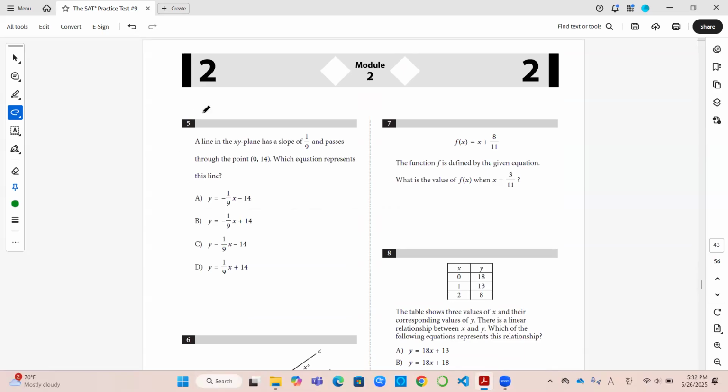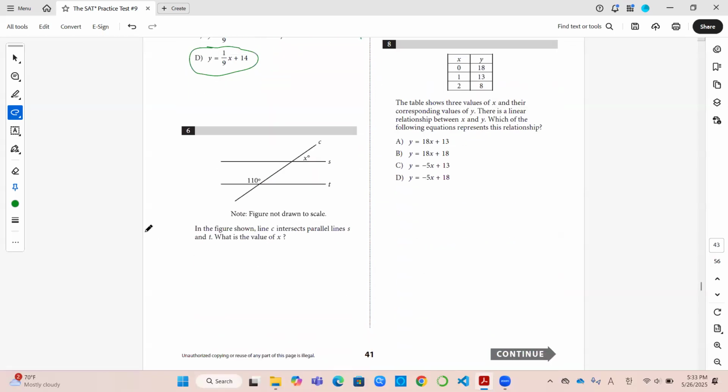A line in the xy plane has a slope of 1 over 9 and passes through the point 0, 14. Which equation represents this line? I like to use this form for linear equations: y minus y0 is equal to m times x minus x0. So my x0 is 0, and my y0 is 14. So y minus 14 is equal to 1 over 9x. Y is equal to 1 over 9x plus 14. So D as in David is the correct answer choice for question 5.